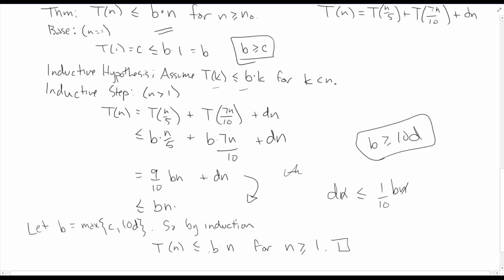And there is a key here. Why did this proof work out for us? This proof worked out for us because our n over 5 plus our 7/10 added up to something less than 1.